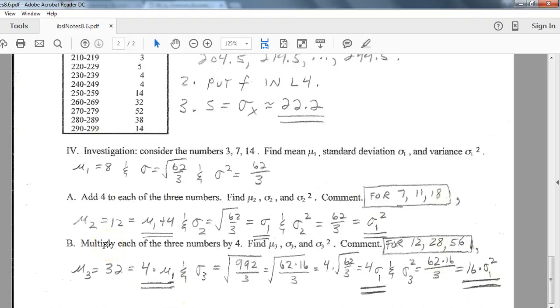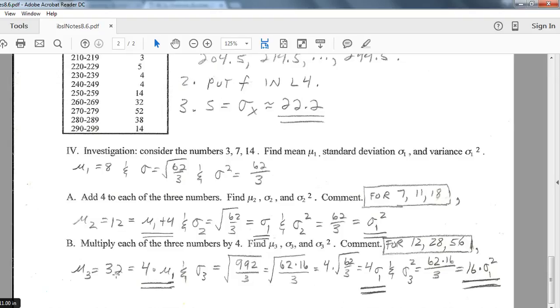But look what happens when you multiply. If I took those same data points, 3, 7, and 14, and multiplied them by 4, here's the new list, 12, 28, and 56, right? I just times 4 on all the original numbers. Notice what would happen. A couple things. One is here's the original median. Look at the new median, times 4. What about the mean? Here was the original mean. Here's the new mean, times 4.